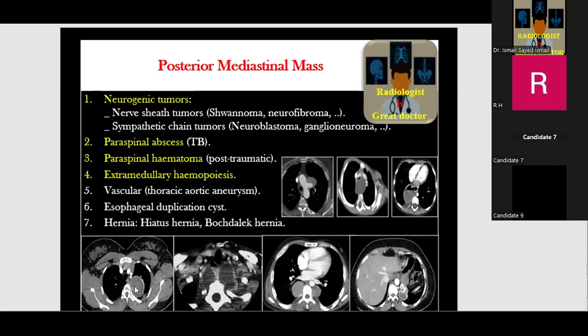Among posterior mediastinal lesions, neurogenic tumors will be on top of the list, especially if it contains soft tissue inside. Sometimes neurogenic tumors have a cystic component, like cystic schwannoma. If it's a collection, think of abscess, especially TB. If you see a collection and vertebral destruction, mention the management of TB: isolation of the patient, screening of the relatives, drainage of this abscess, acid-fast bacilli correlation. It's very important to mention this type of management.